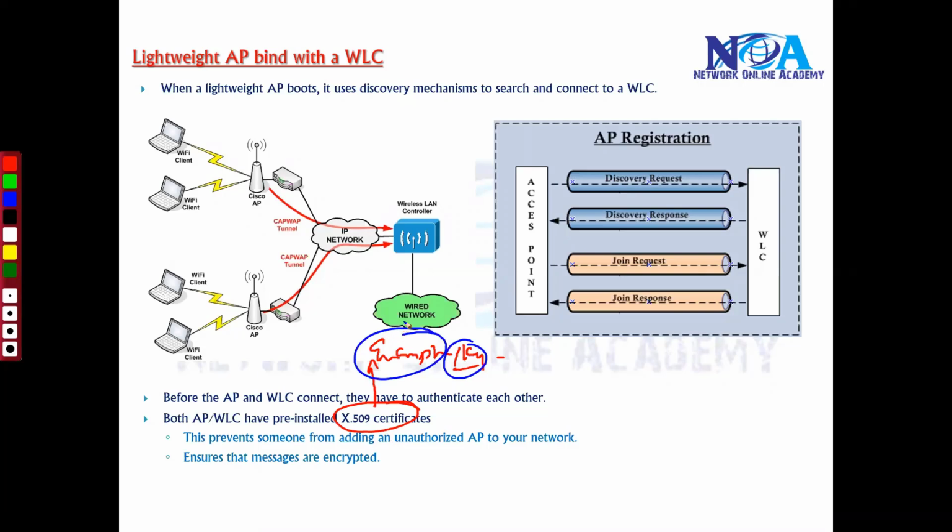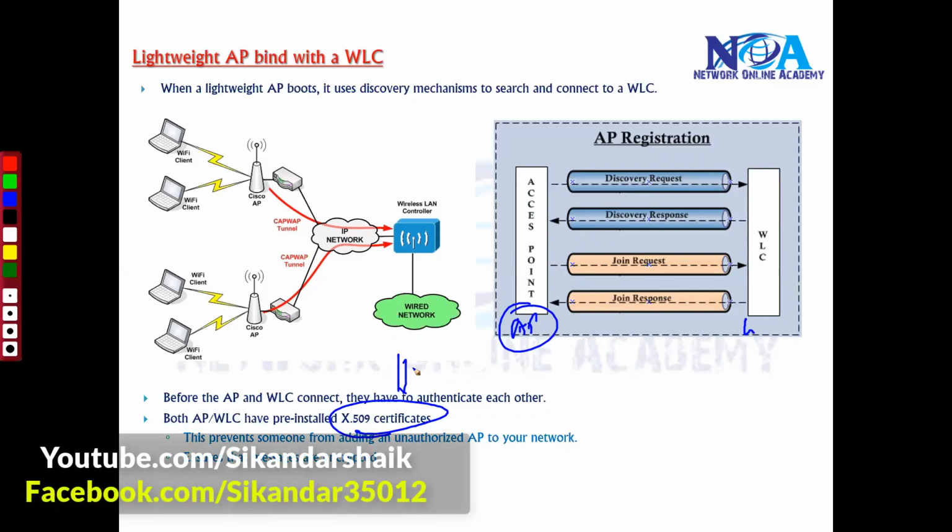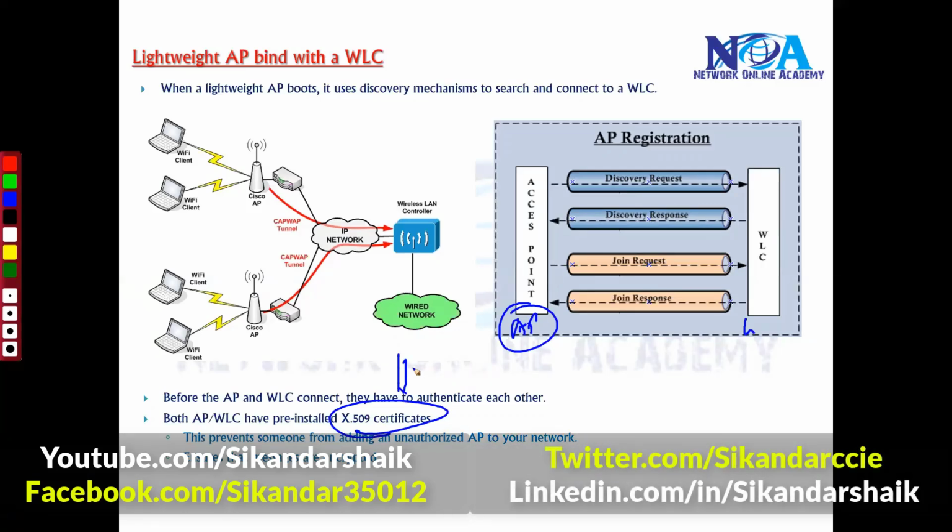So these keys are used to ensure that the messages exchanged between the access point and the WLC are encrypted. And it also prevents any unauthorized access points from connecting to your network. So before the access point joins, there will be a mutual authentication process between them, and it is done with the help of these pre-installed certificates. As I said, the major benefit is to prevent any unauthorized access points from joining the network, as well as ensuring that the messages exchanged between the access point and the WLC are encrypted.